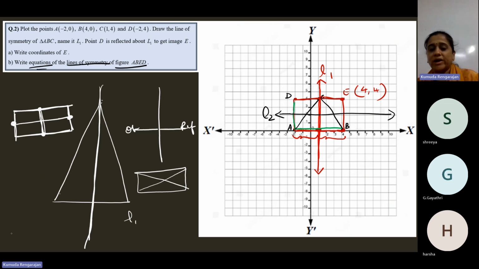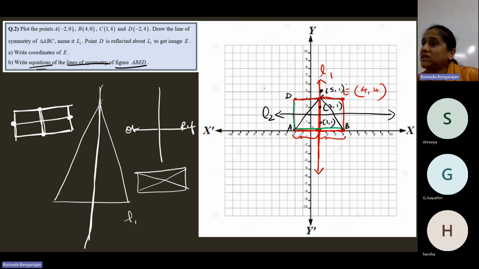So just mark some points, children, on this line L1. What is this point? 5, 1. What is this point? 3, 1. What's this point? 1, 1. See, whenever you have to write the equation of a line parallel to the x-axis or the y-axis, what you do is simply mark a few points on that line. You will see that either the x-coordinate or the y-coordinate is repeating. It's fixed. Now, what is fixed here? See, the y-coordinate is 1 everywhere.